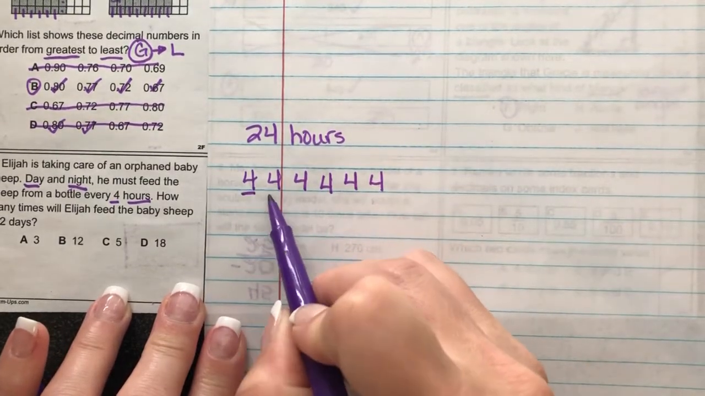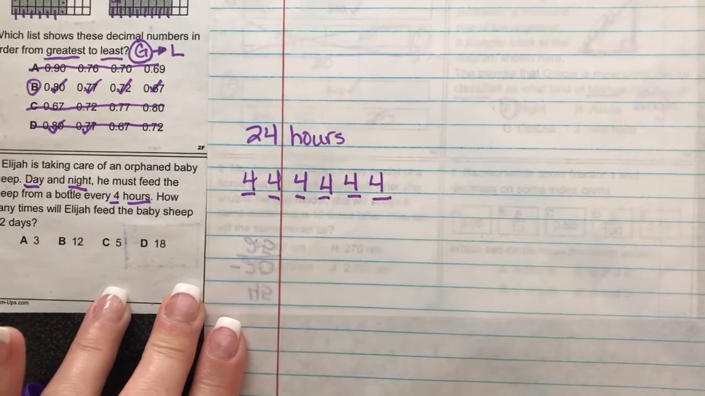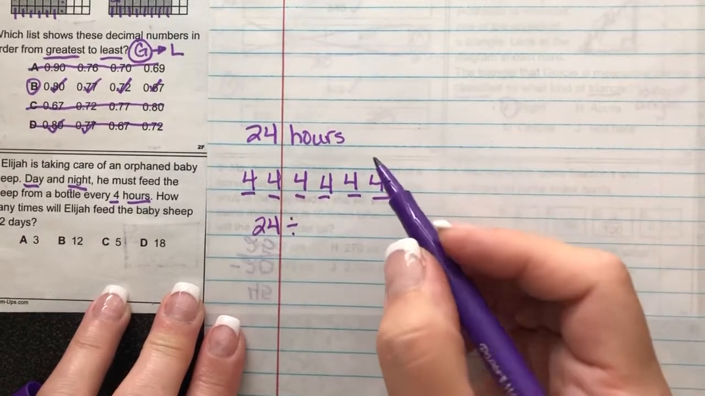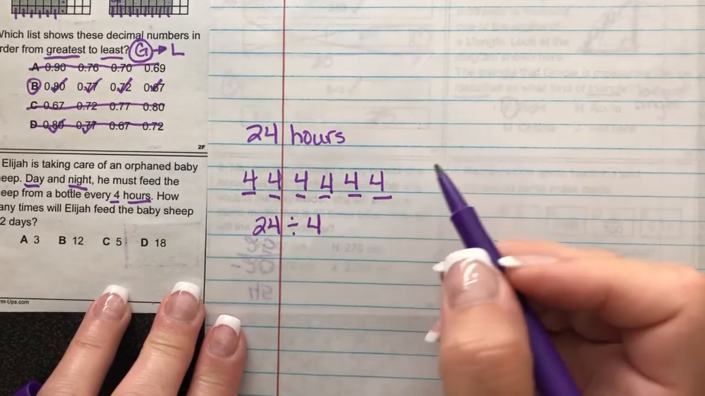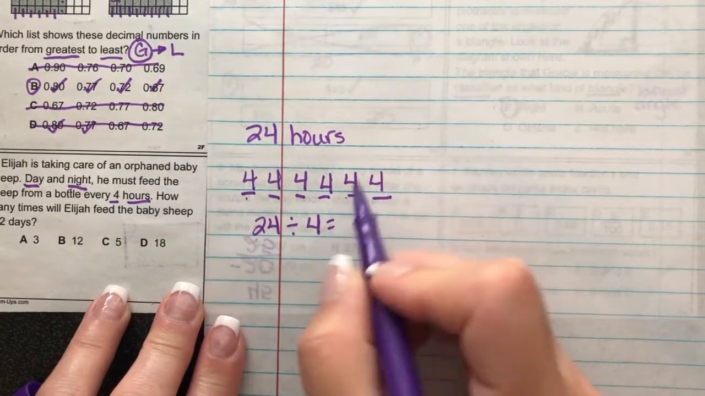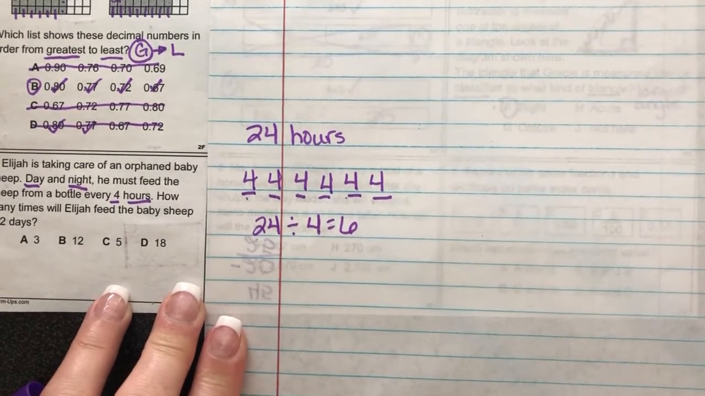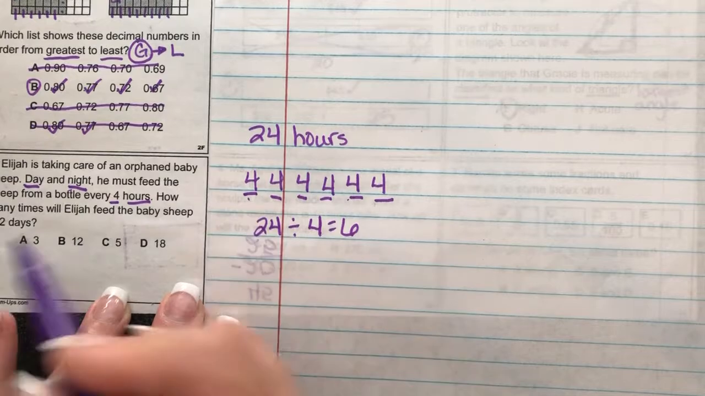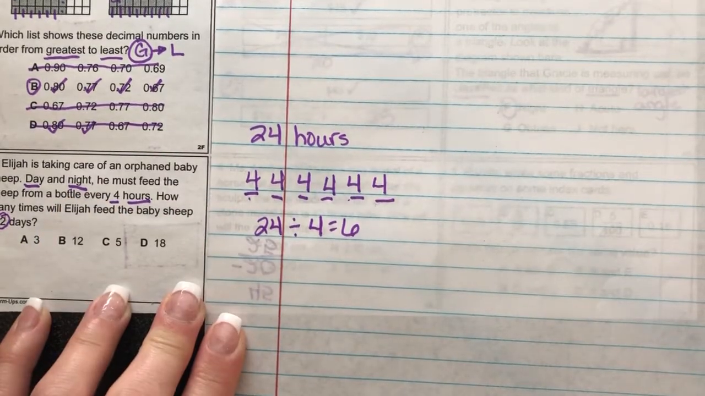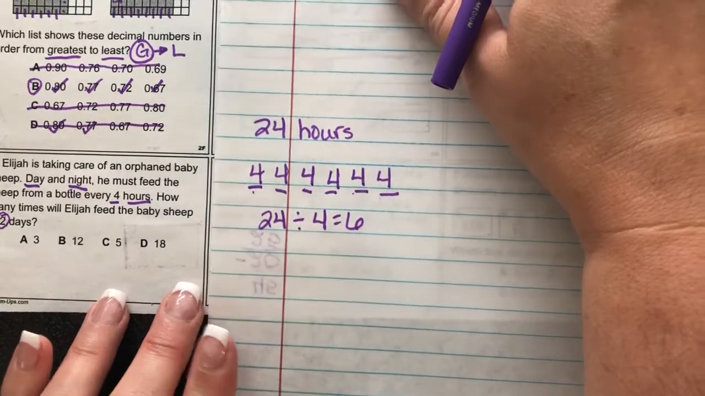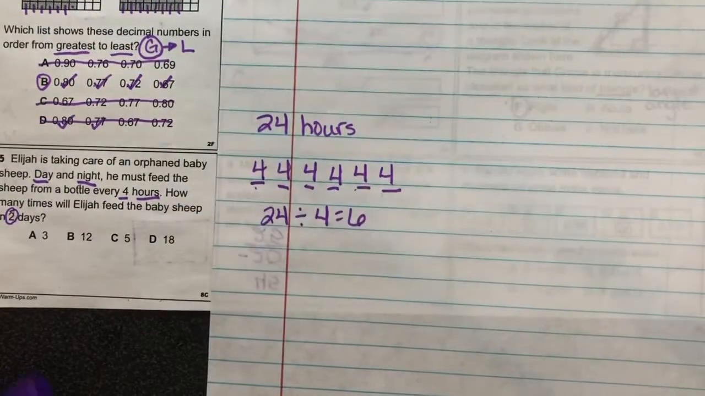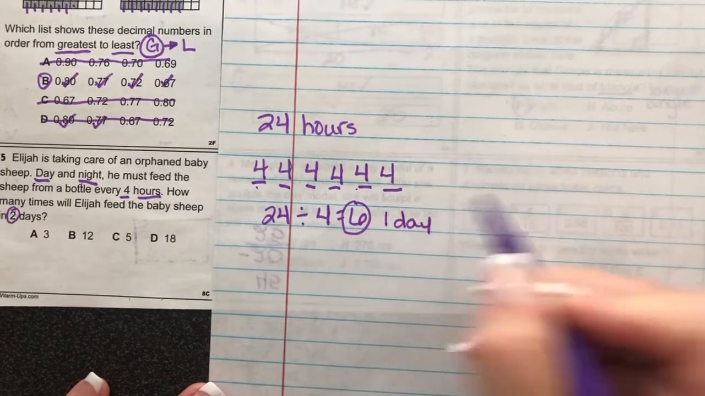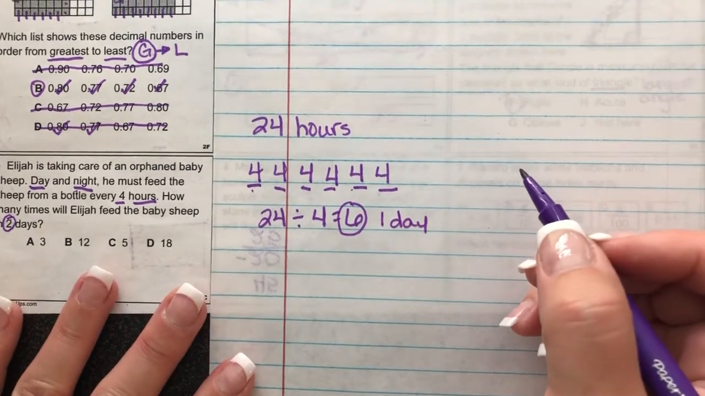Okay, so that would be 1, 2, 3, 4, 5, 6. So what I've done there is I've taken 24 of those hours and I've divided them by groups of 4, which gives me 6 groups. Now if I read further, it says, how many times will Elijah feed the baby sheep in 2 days? That's very, very important. We can't miss that in that question. So this answer is just for 1 day. I need this for 2 days.